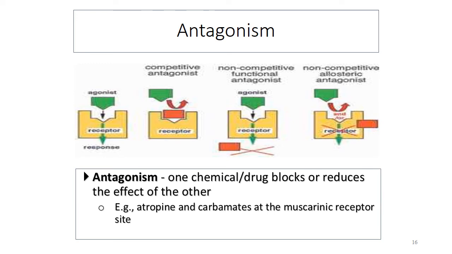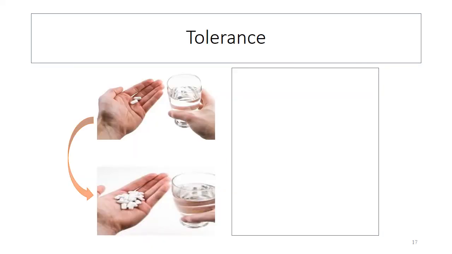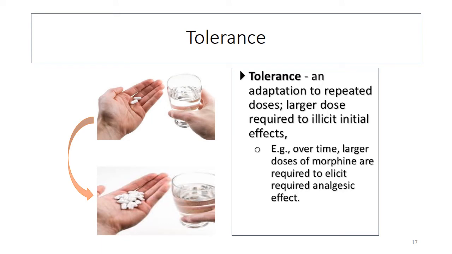And then antagonism is something that Martha talked about yesterday, where one chemical or drug blocks or reduces the effect of another chemical. A classical example would be your atropine and your carbamates working at the muscarinic receptors. And then tolerance, which we in part mentioned earlier, is like an adaptation to repeated doses, where larger doses are actually required to elicit an initial effect.